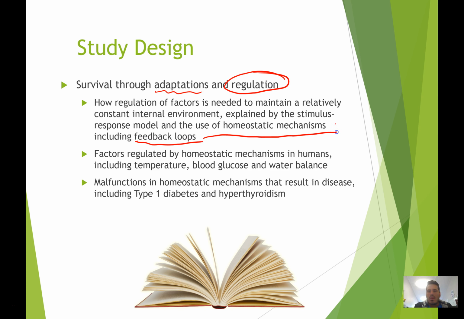We're going to talk about what we call negative feedback, and I'm going to quickly mention what positive feedback is. But negative feedback, you'll see, is usually more important, especially when we're talking about homeostasis. Also, we're going to talk about different factors that are regulated by homeostatic mechanisms in humans. The three main ones you have to know about are temperature, blood glucose, and water balance. And then lastly, we're going to look at two different malfunctions in homeostatic mechanisms, specifically type 1 diabetes and what we call hyperthyroidism.